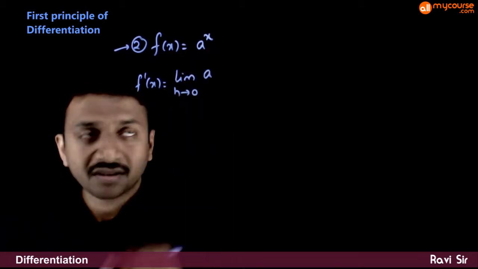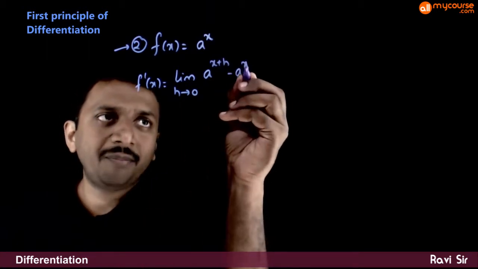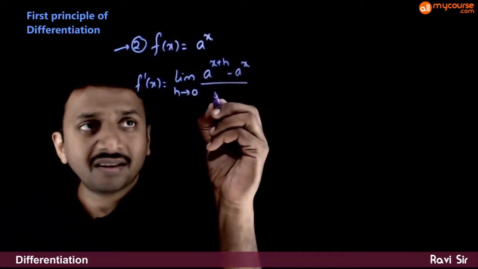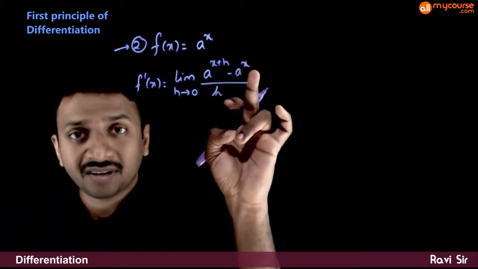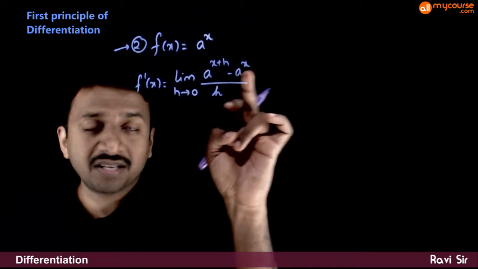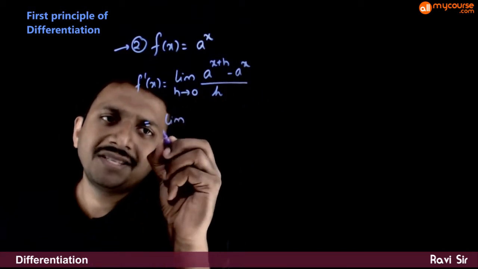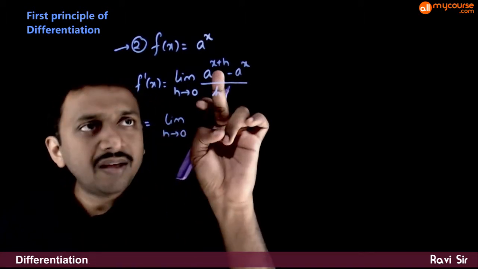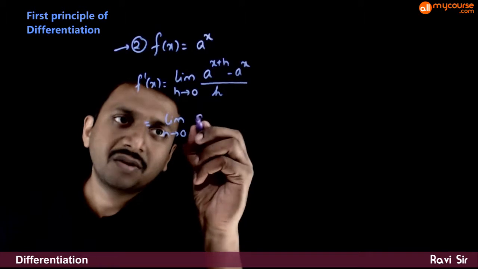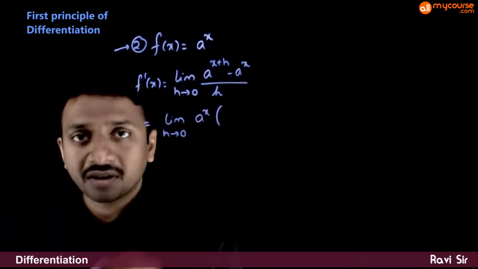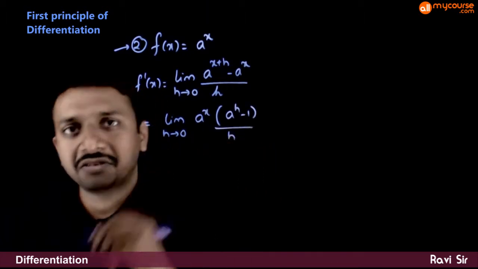f(x) is a^x. So f(x+h) minus f(x) by h is (a^(x+h) minus a^x) by h, that is f(a+h) minus f(x) by h. So that is equal to the limit as h tends to 0. a^(x+h) is a^x into a^h. So if I take a^x as common, you get a^x times (a^h minus 1) by h.